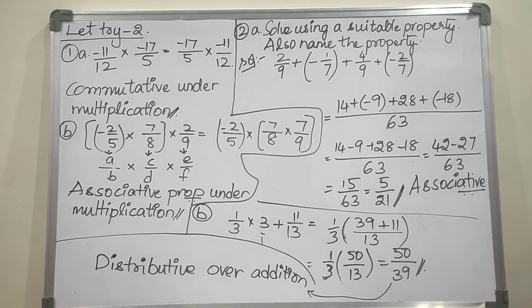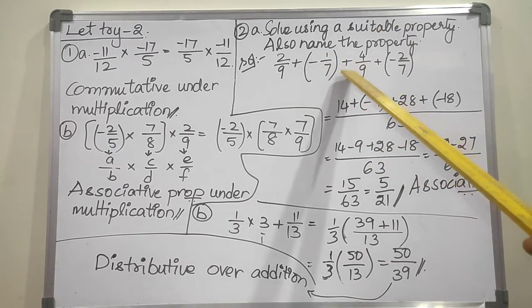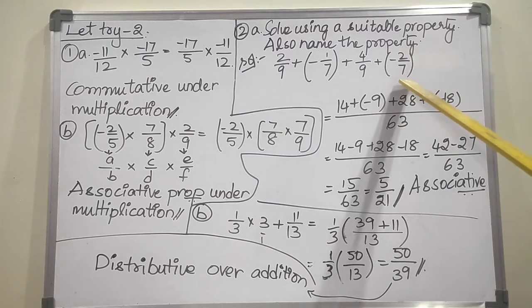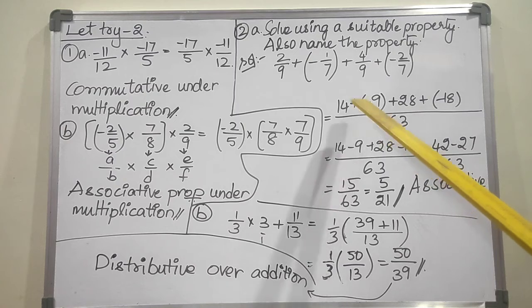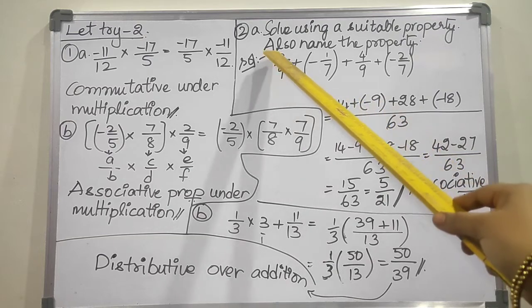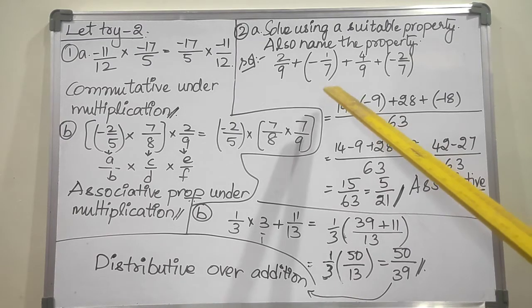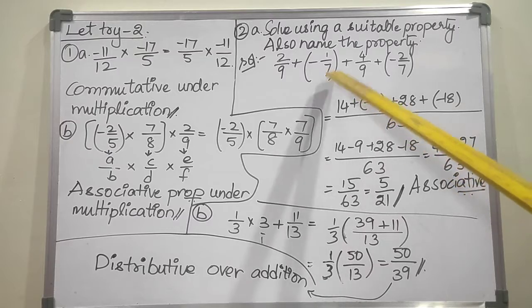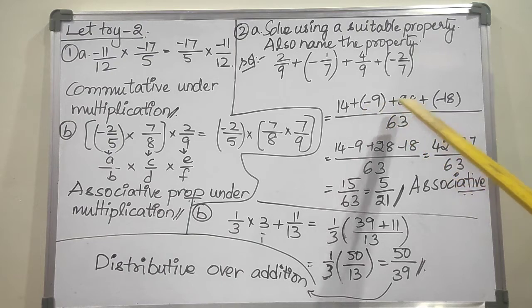Now see the second question. Solve using a suitable property. Also name the property used. 2 by 9 plus of minus 1 by 7 plus 4 by 9 plus of minus 2 by 7. Here they have asked us to solve. After taking LCM we have got 63. 2 14s is 63. Now 7 9s are 63, 9 1s are minus 9. Here we have minus, so I have taken the same minus here.